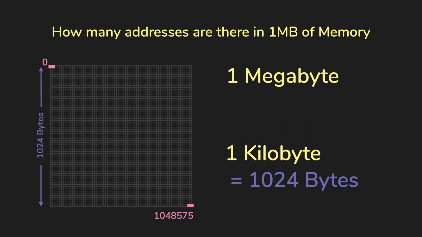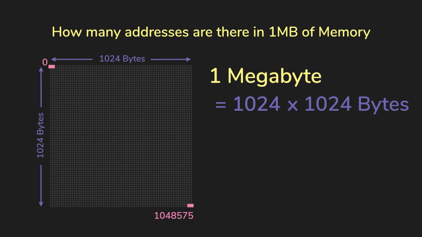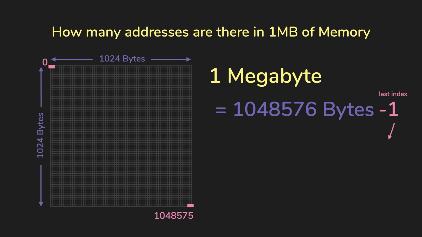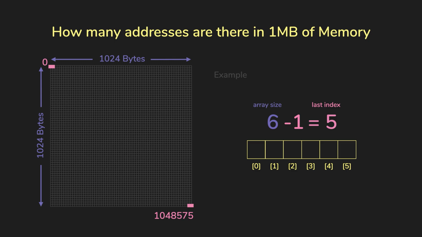And 1 megabyte is 1,024 kilobytes. So that means that 1 megabyte is 1,024 times 1,024, which is 1,048,576 bytes. Since we start at address 0, then the last address is 1,048,576 minus 1. Just like how in an array of size 6, the last index is 6 minus 1, which is 5. Each position or address stores 1 byte of information, aka 8 bits.